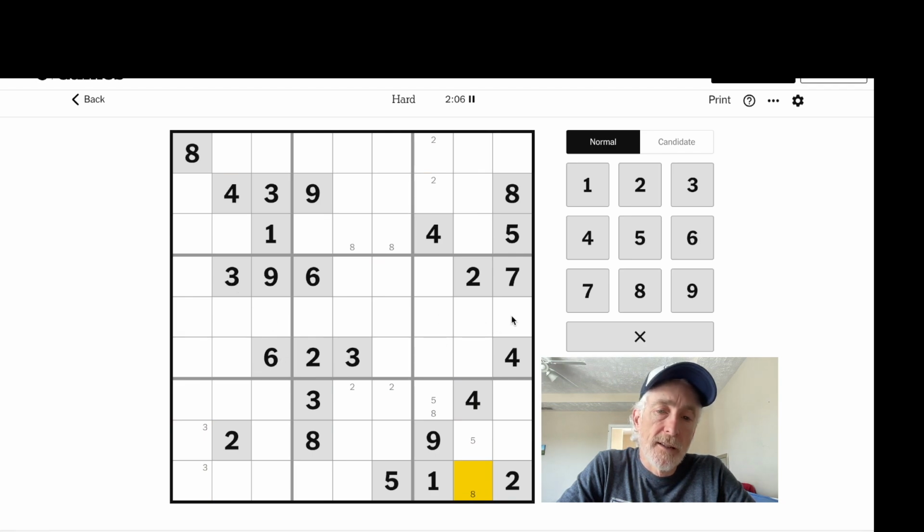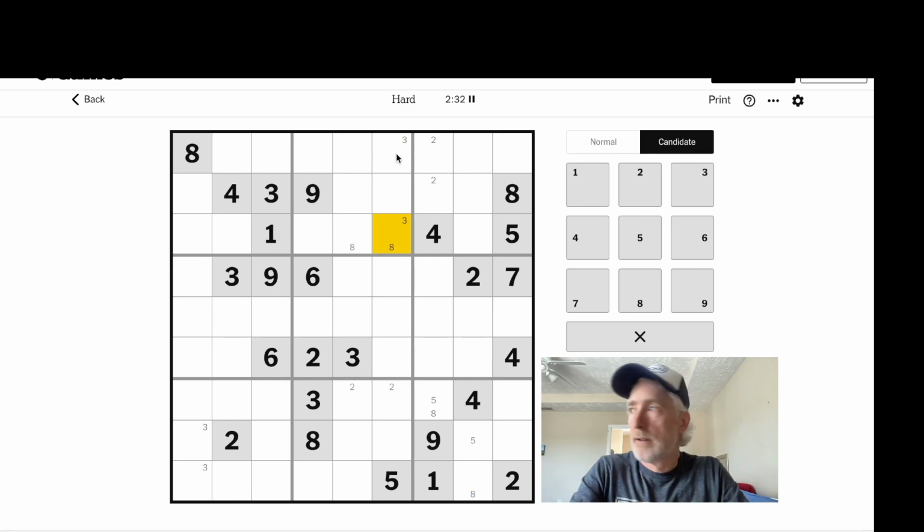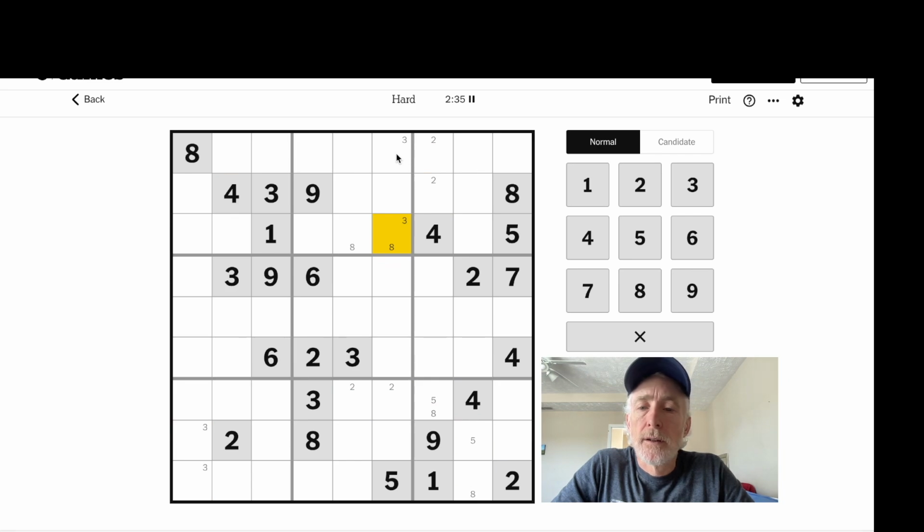Three and 3 look into this box, but 3 also could be in any of these 3 cells. So we'll not mark that. Four and 4 look into this box. It's going to be up here in one of these 3 cells. This 3 and this 3 look up into this box. 2 and 2 look into this box, and this 2 looks up.